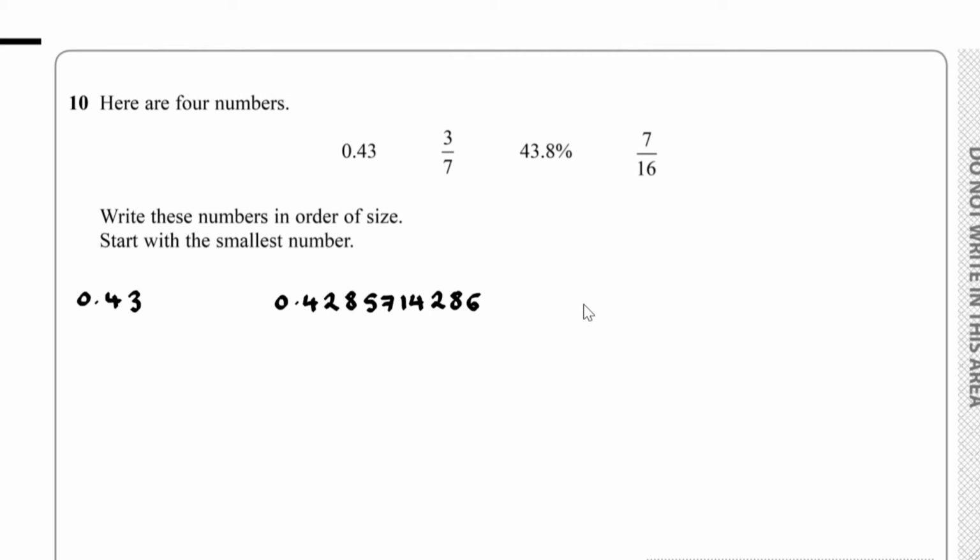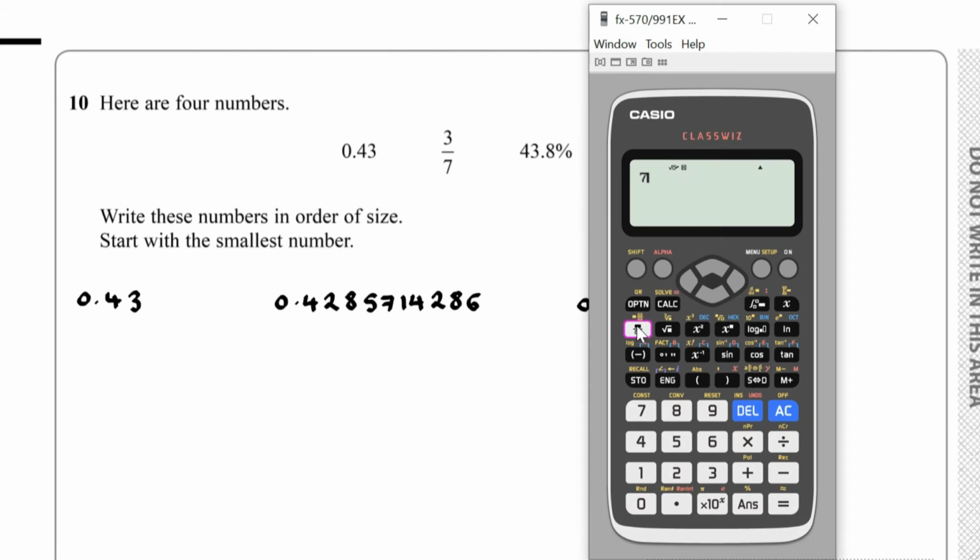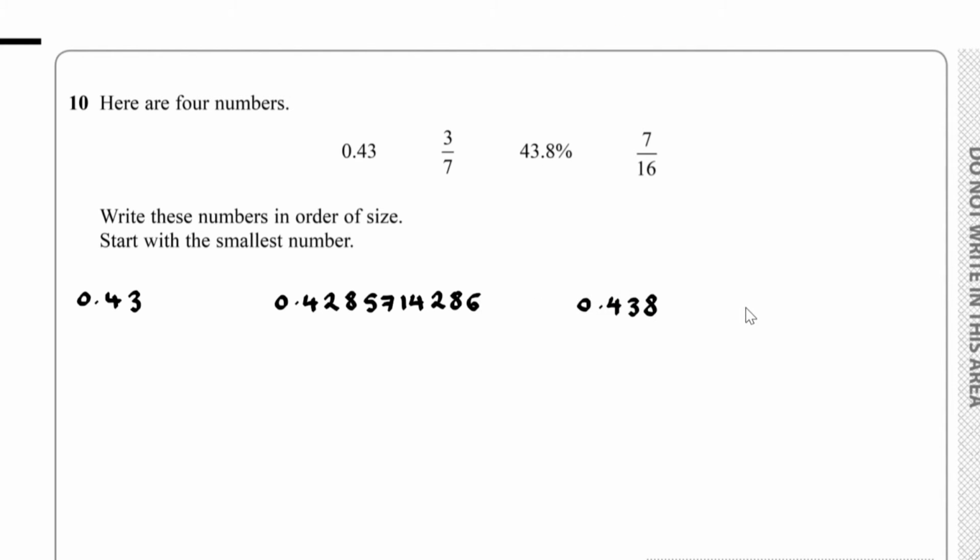43.8% is 0.438, and 7/16 is the same as 0.4375. So when we order them, the smallest one is this, followed by this, followed by this, followed by this.